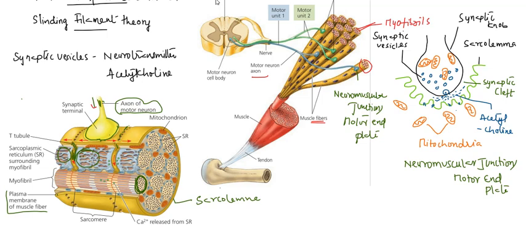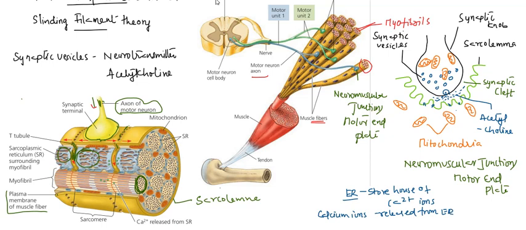Once the information reaches the endoplasmic reticulum, we know the endoplasmic reticulum is the storehouse of calcium ions. So these calcium ions will be released from the endoplasmic reticulum.